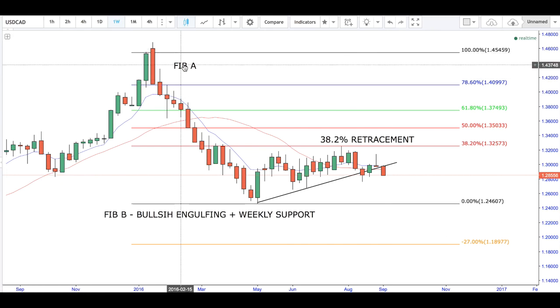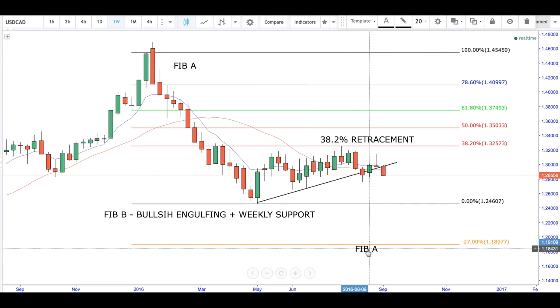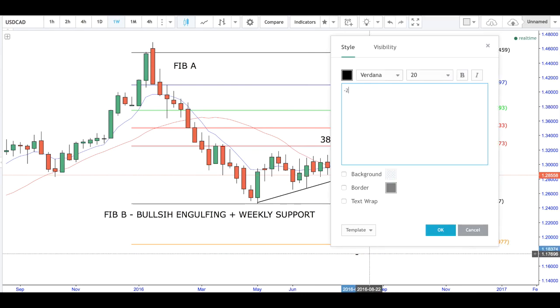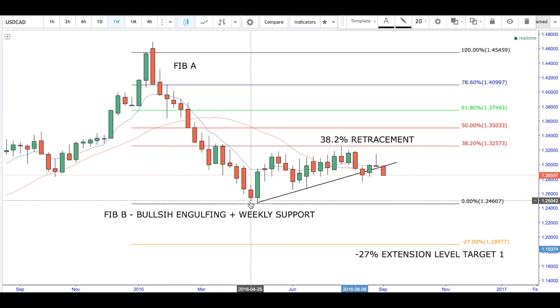And then last but not least, that's our target one there. So A, B, C, D. This is a weekly. So from 1.2855, we're looking at USD CAD coming down to 1.1893. So that's a whole lot of pips there.